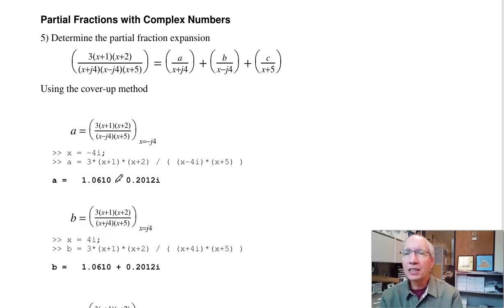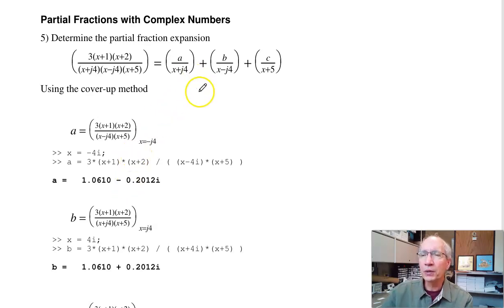Partial fraction is a trick that we use over and over again in electrical computer engineering. Whatever calculator you use should be able to do partial fractions with complex numbers as well. Now with the cover-up method, to find A, I cover up the term I'm looking at, analyze everything else. In Matlab, I would say that x is j4 minus j4. Then analyze 3 times x plus 1 times x plus 2 over x minus 4j times x plus 5. That answer is A.